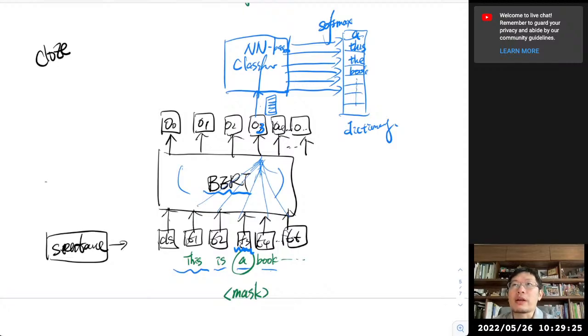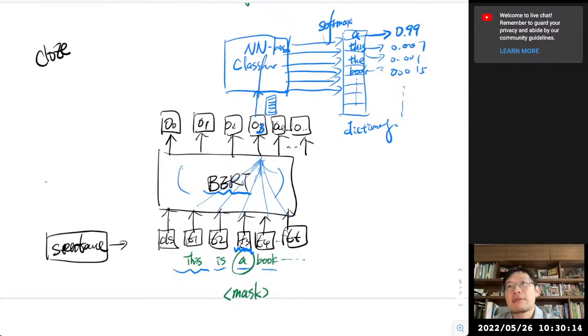So O3 pays more attention to T3, and T3 is currently masked. But it will consider the other words around the mask token, which are this is and book. So O3 knows it should output a probability. Because it is a softmax, it looks like a probability. That means I should select one of the words in the dictionary and give that word a probability.